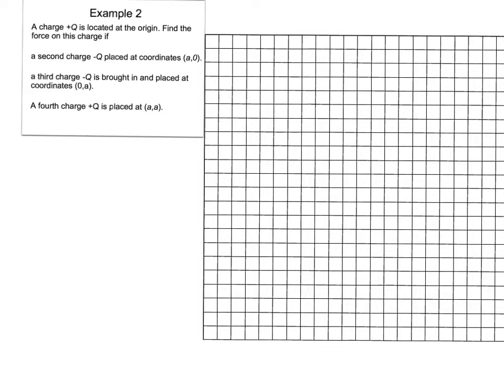So let's define a coordinate system. I'll mark off my axes here real fast, just so you can get an idea. So the intersection would be the origin. And we have a positive charge q placed at the origin. So right there, we have plus q. Find the force on this charge if a second charge, negative q, is placed at coordinates a, 0.